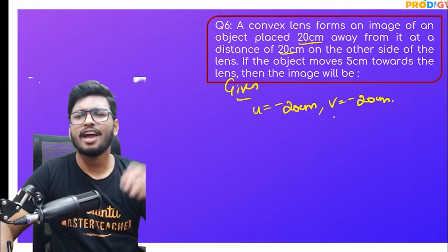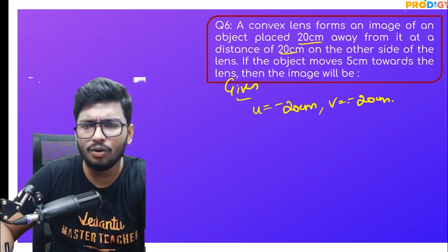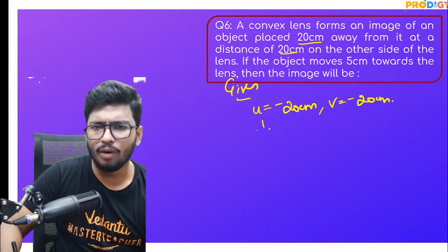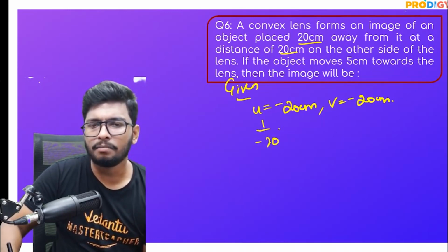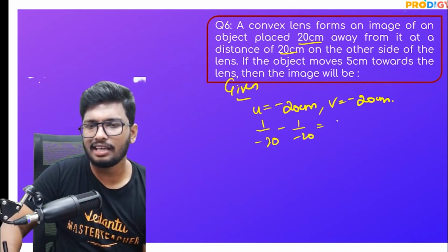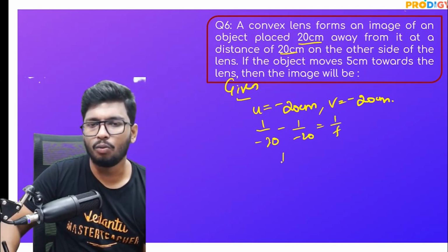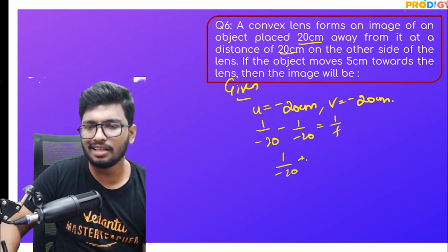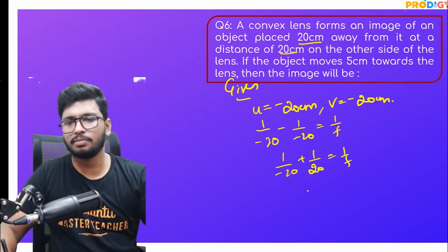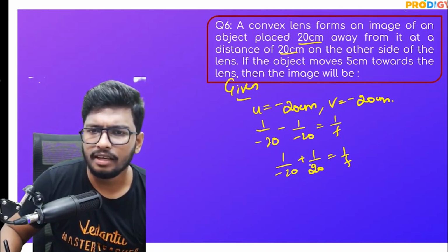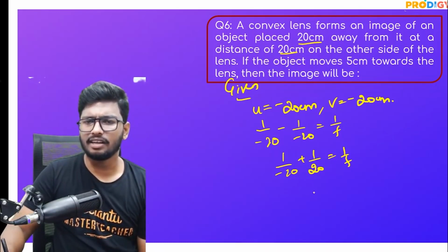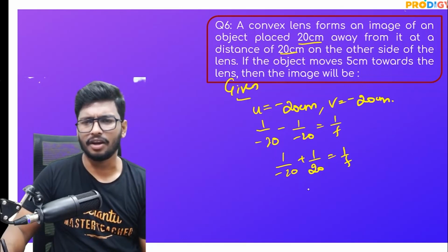First of all, guys, using this data alone, find out the focal length. So 1 by v is 1 by 20. Minus 1 by minus 20 is equal to 1 by f. So 1 by 20 plus 1 by 20 is what you have, right? You know the LCM is basically the same.